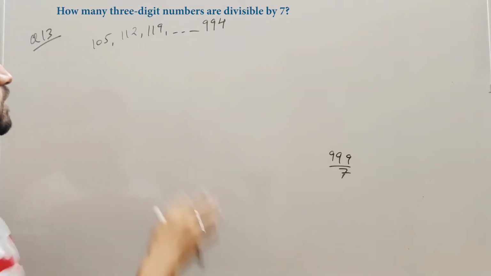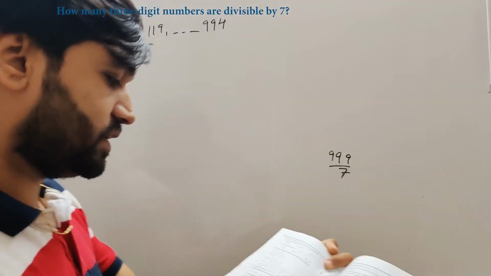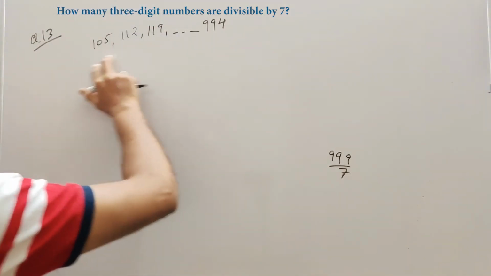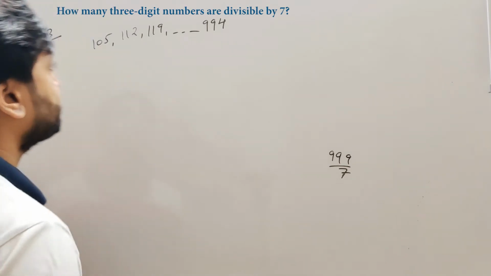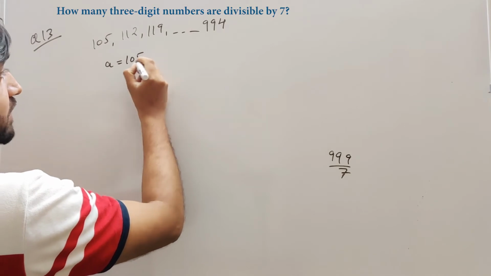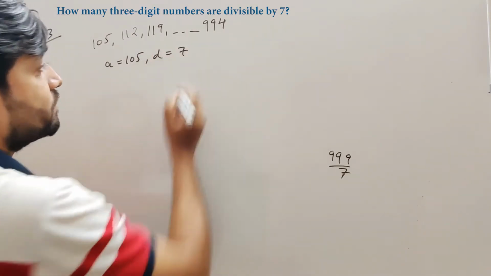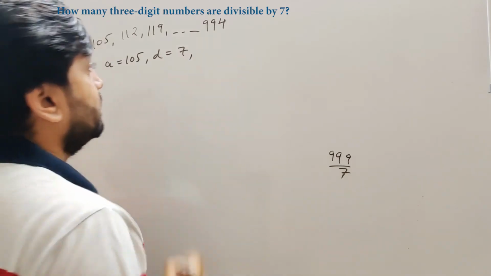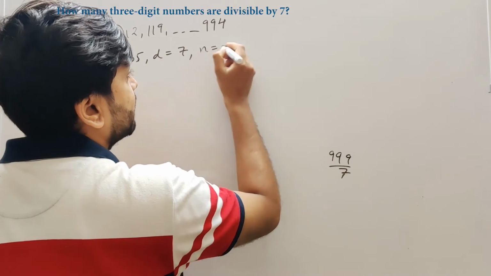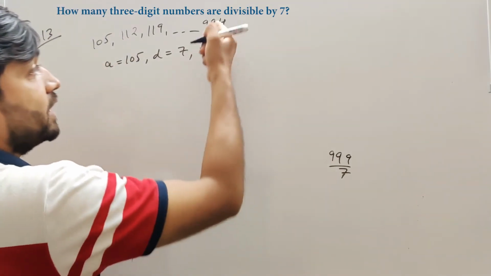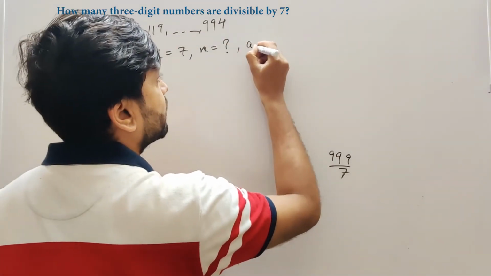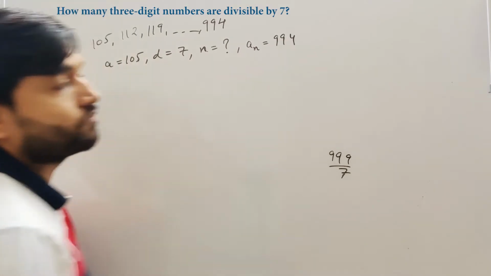Okay, so this is the way we form an AP using this statement. How many 3-digit numbers are divisible by 7? Using that statement, we form the sequence of AP. Now here, what are the known values? A value is known, 105. The common difference value is known, which is 7. Here, how many 3-digit numbers? That means they're asking n value. And 994 is the last term here of the sequence, meaning the nth term, an, is 994.